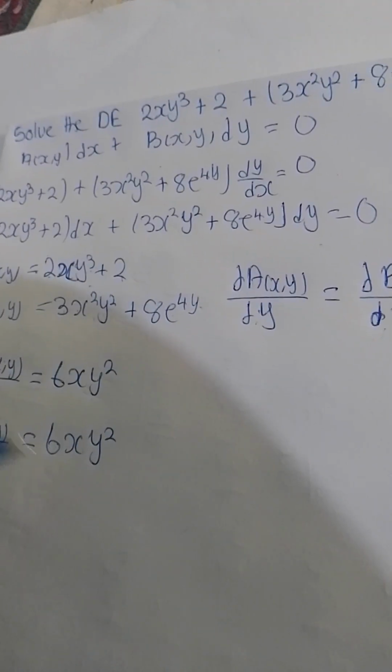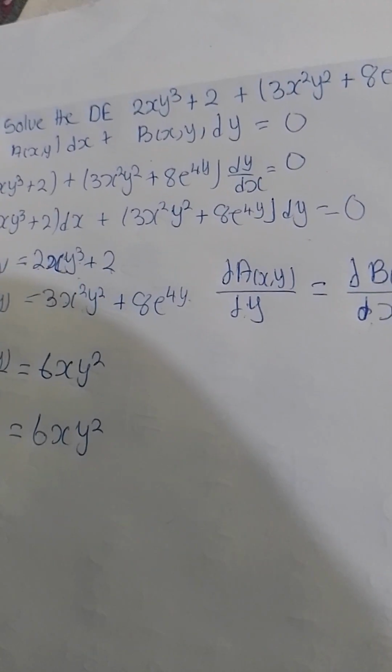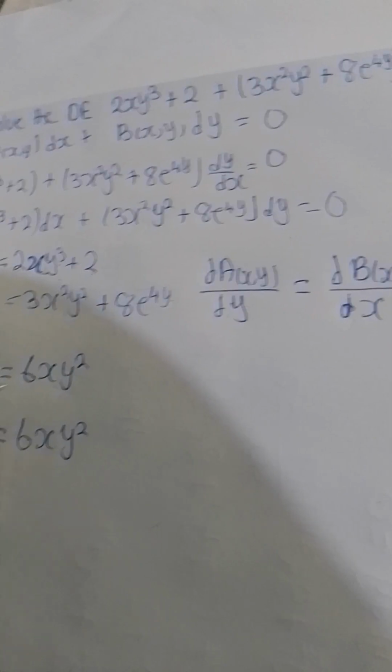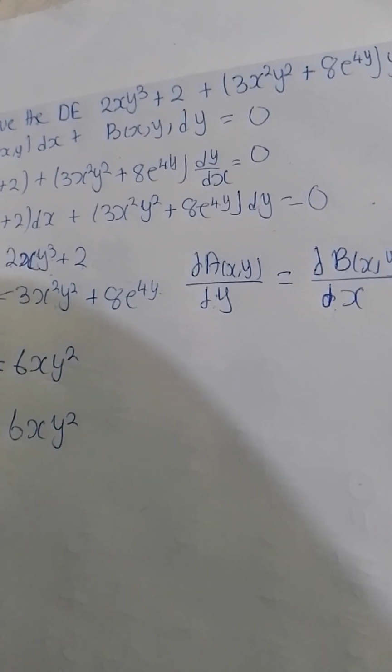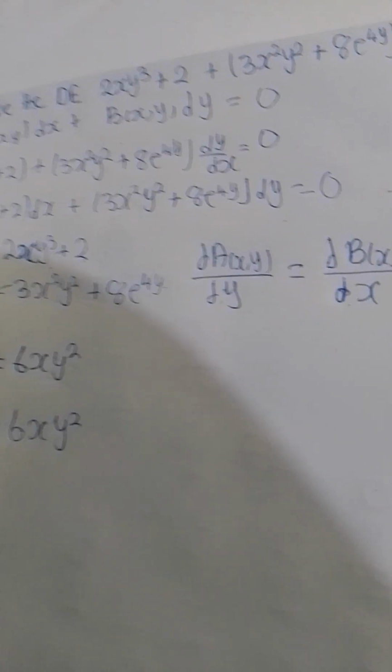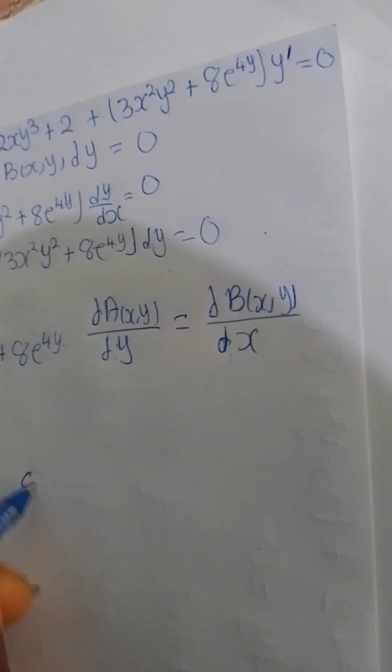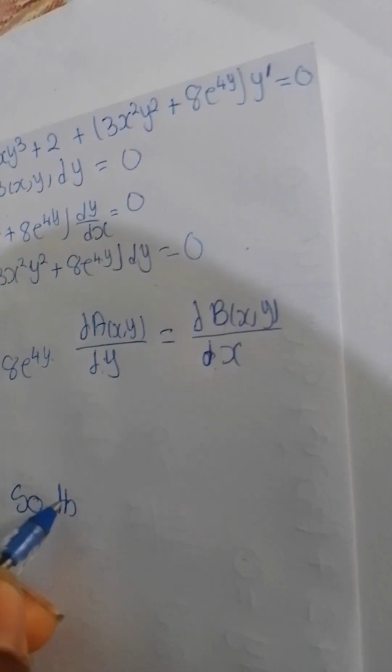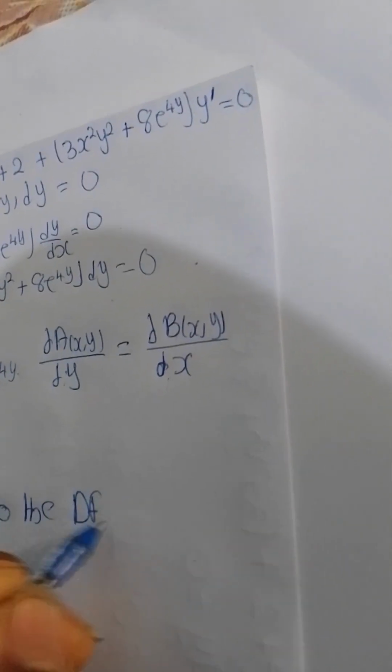So from here I can see that the partial derivative of a with respect to y equals this, and that of b with respect to x equals that. From here I can see that they are the same, so I can conclude that the differential equation is exact.